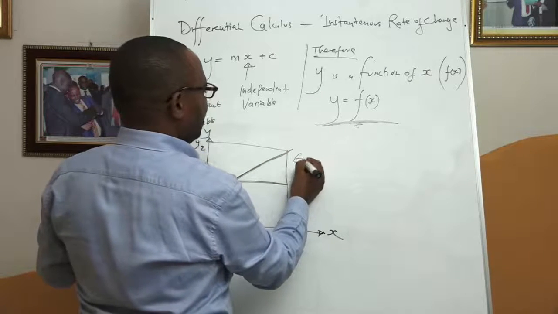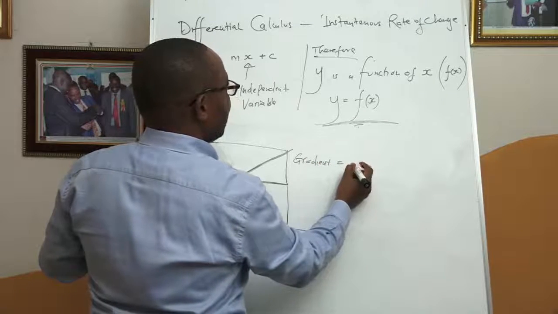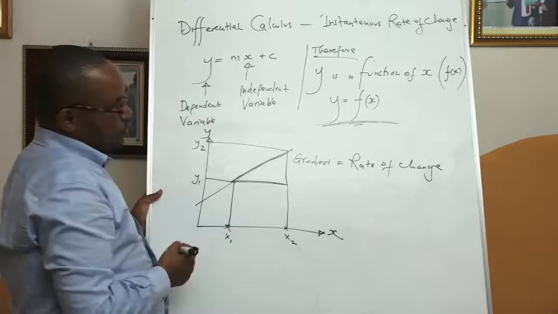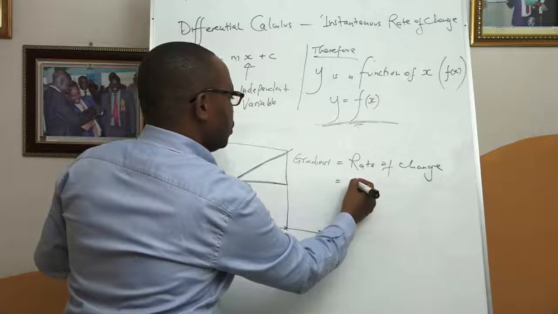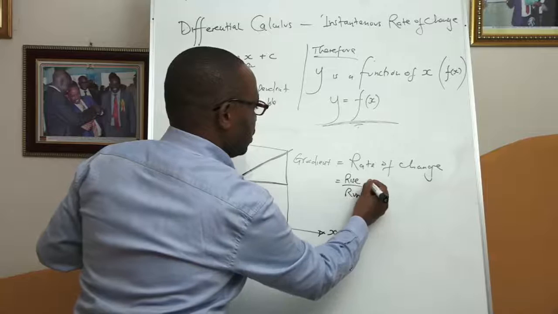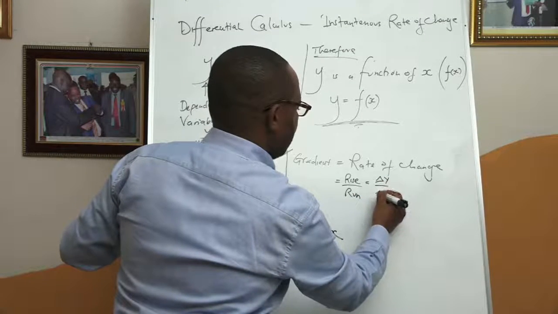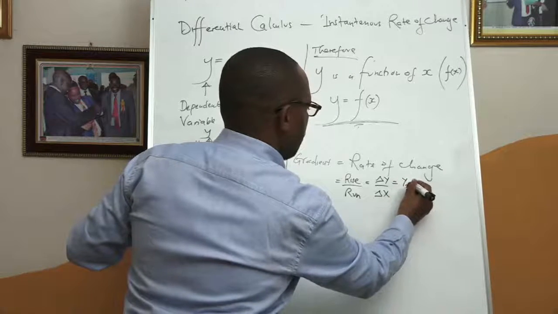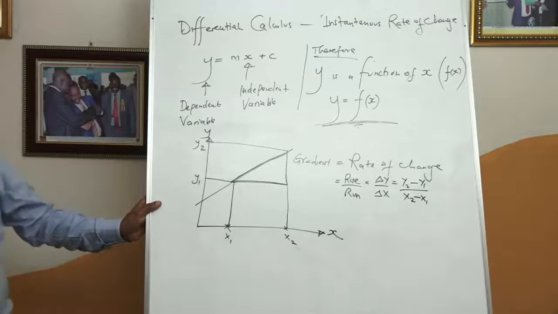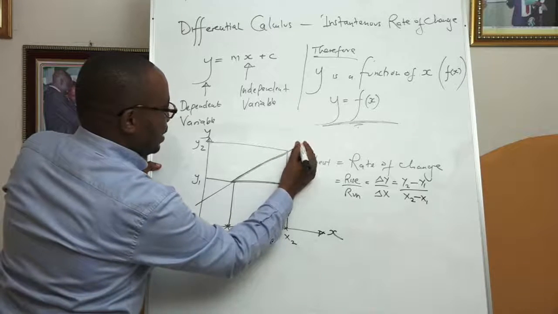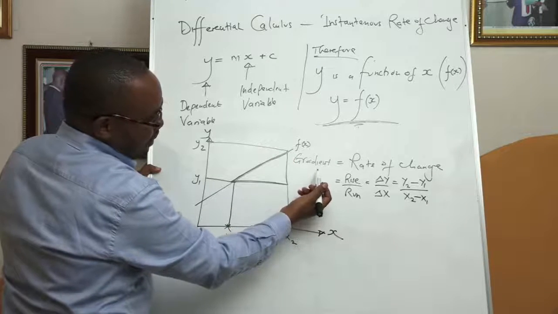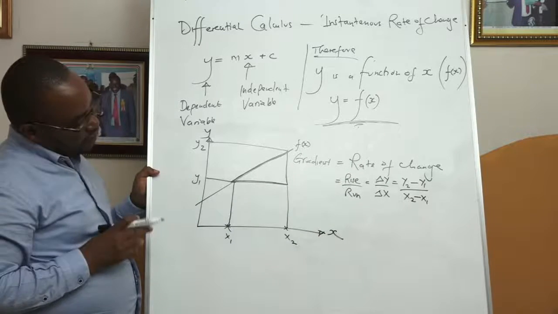And therefore, gradient, which is equal to the rate of change of this line, is equal to the rise over run, change in y over change in x, which is y2 minus y1 over x2 minus x1. And since this line is f(x), a function of x, you are able to determine the gradient of f(x). That way, the rate of change.